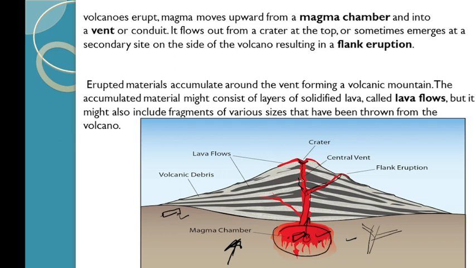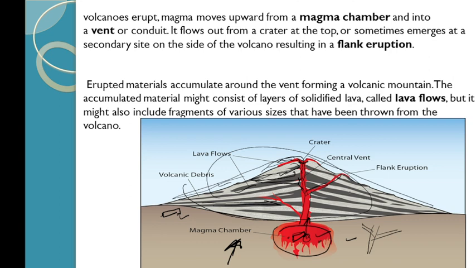Whenever it erupts at the vent, the erupted material accumulates into a volcanic mountain. How does it form? The erupted material accumulates around the area. The accumulated material consists of layers of solidified magma. This solidified magma is called a lava flow.